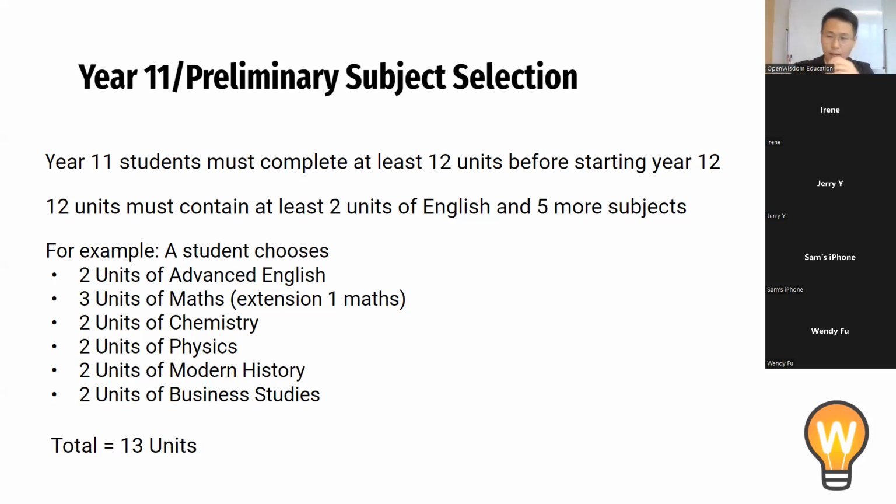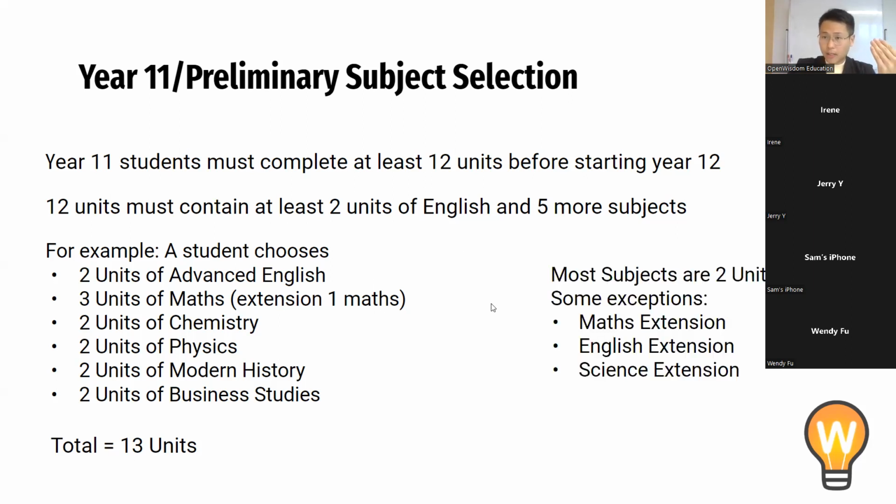So for example, a student may choose this set: 2 unit advanced English, 3 unit maths, which is also called extension 1 maths, 2 unit chemistry, 2 unit physics, 2 unit modern history, and 2 unit business studies. Add up all this together, that's 13 units. So this student qualifies for the year 11 subject selection.